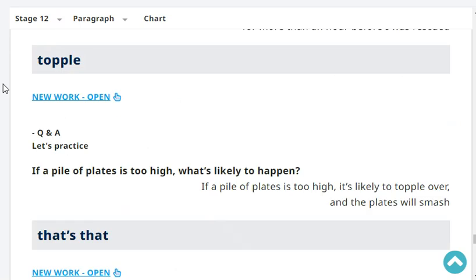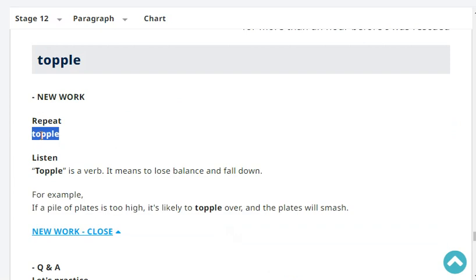Next, repeat. Topple. Topple. Very good. Okay, listen. Topple is a verb. It means to lose balance and fall down. For example, if a pile of plates is too high, it's likely to topple over and the plates will smash.